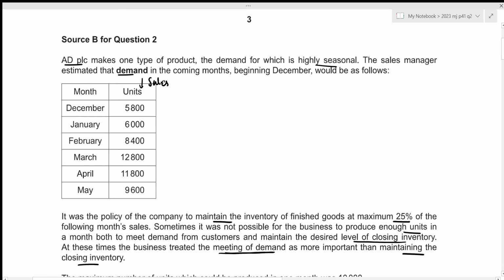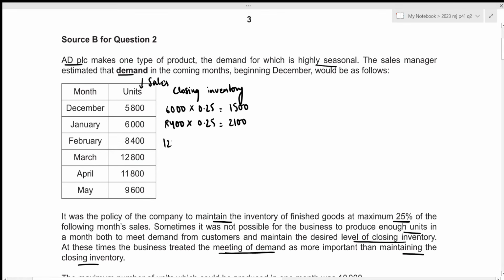at 25%. Regardless, let's figure out the closing inventory, assuming that it's going to be 25% of the sales of next month. So for December, it's just going to be 25% of the sales in January. That is just 6,000 multiplied by 25%, which results in 1,500. For February, that's 8,400 times 25%, which results in 2,100 units.